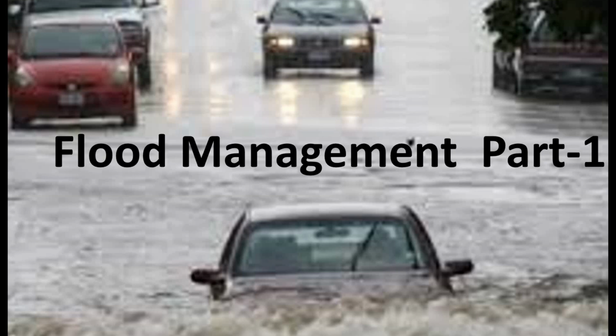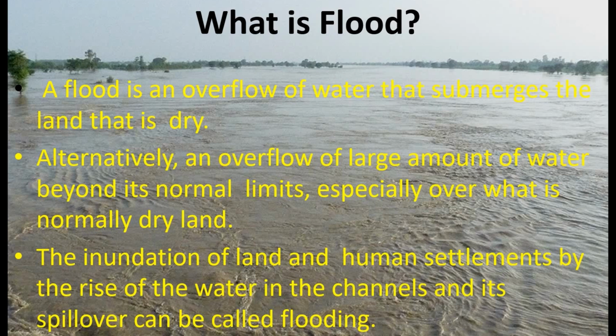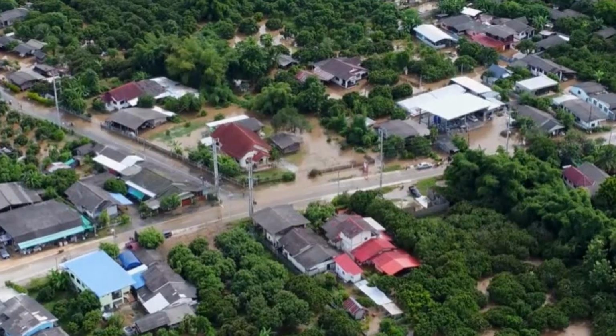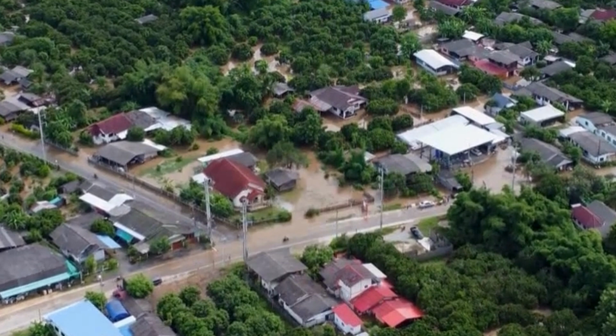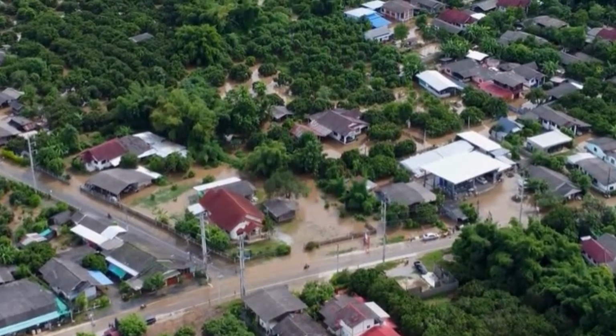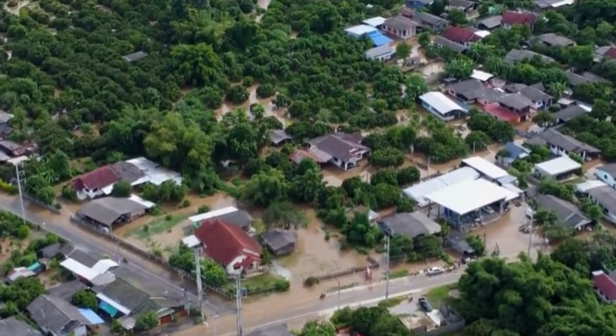A flood is an overflow of water that submerges the land that is dry. Alternatively, it can also be defined as an overflow of large amount of water beyond its normal limits, especially over what is normally dry land. Apart from this, the inundation of land and human settlements with the rise of the water in the channels and its spillover can also be called as flooding.